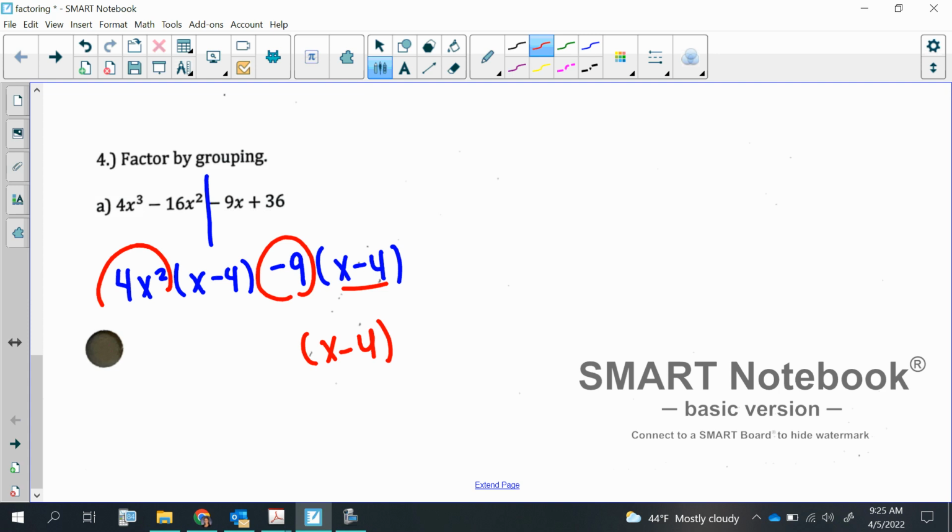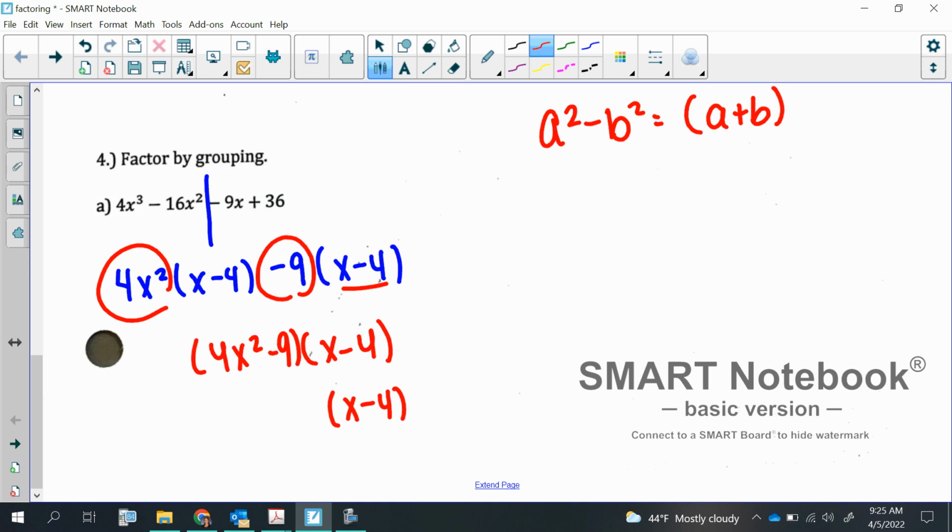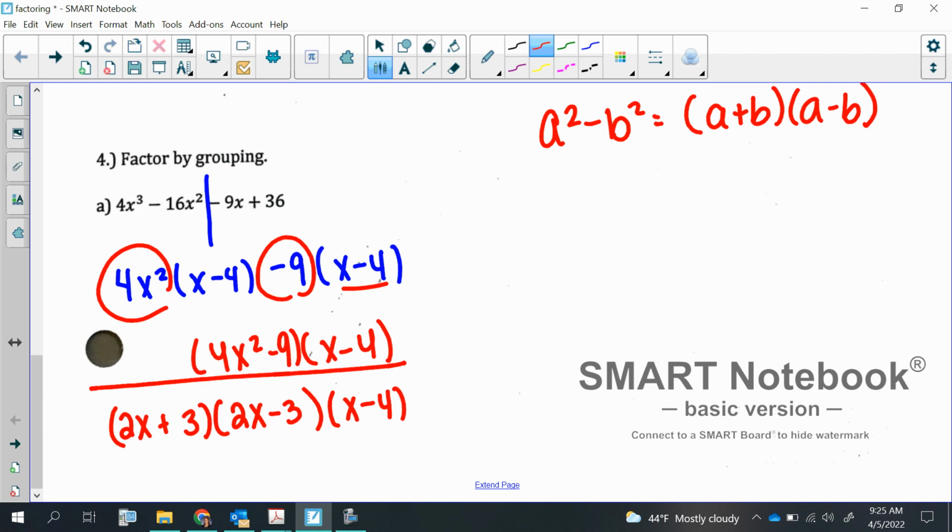The other one, you take what's in front, 4x squared minus 9. Now, every time you do this, especially degree 3, ask yourself, can this be factored anymore? x minus 4 cannot. But think about what we just talked about with difference of squares, a plus b, a minus b. The square root of 4x squared is 2x. Square root of 9 is 3. So we get 2x plus 3, 2x minus 3. If you leave it here, say it's on your test, you're not going to lose all of your credit. You would just lose a little bit, because it can be factored a little bit further.